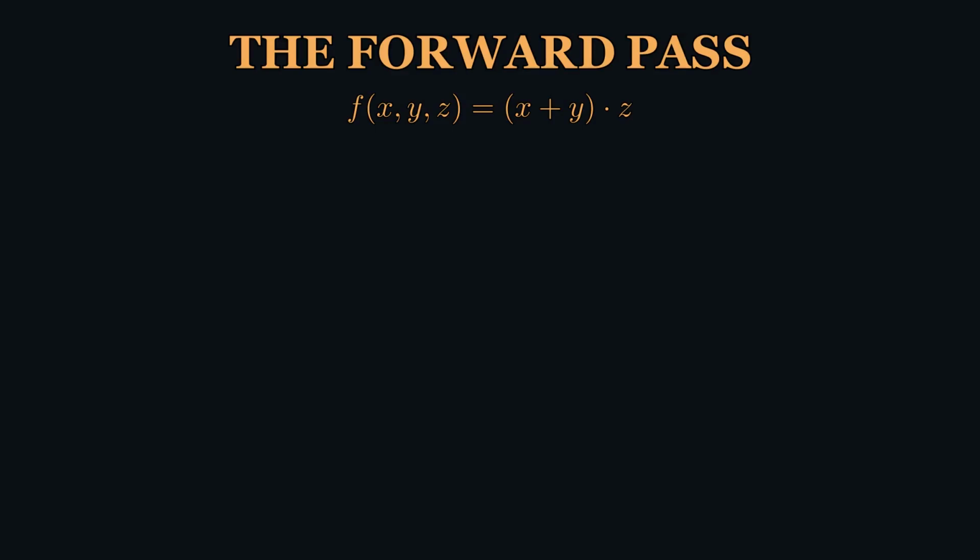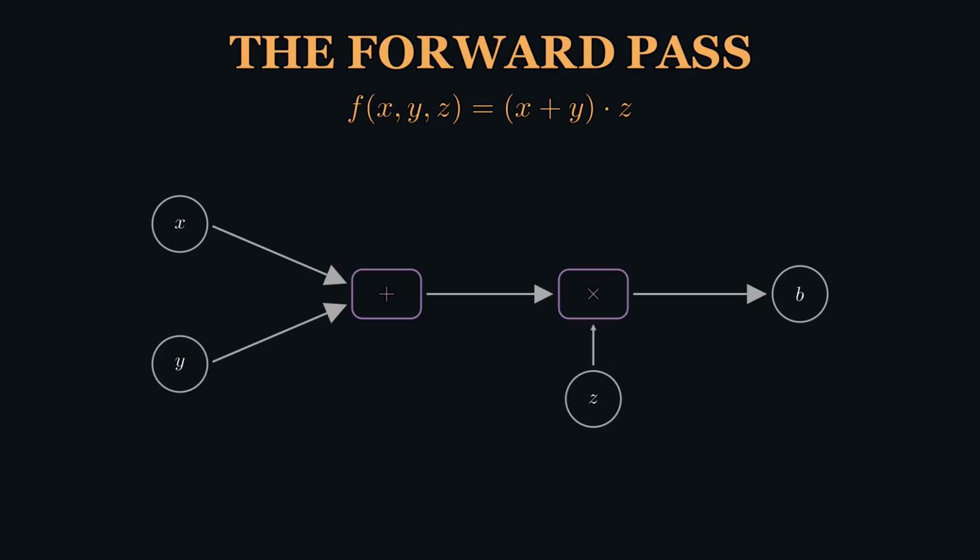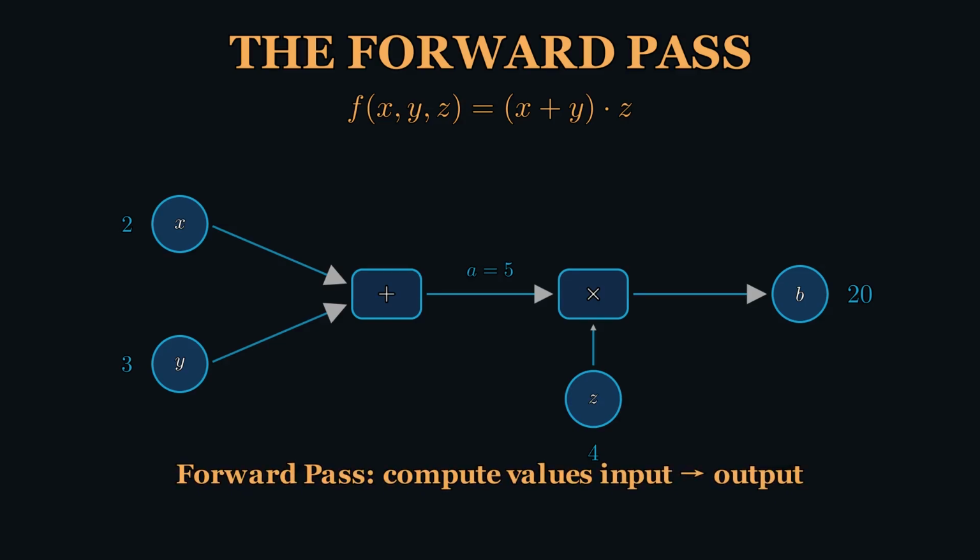Now let's trace a forward pass through a slightly more complex graph. Our function is f(x, y, z) = (x + y) times z. An addition feeds into a multiplication, which produces the final output. We set x = 2, y = 3, and z = 4. First, the addition node computes x + y: 2 + 3 = 5. We'll call this intermediate value a. Next, the multiplication node takes a and multiplies it by z. 5 times 4 equals 20. And that's the forward pass, simply computing values from left to right, input to output.